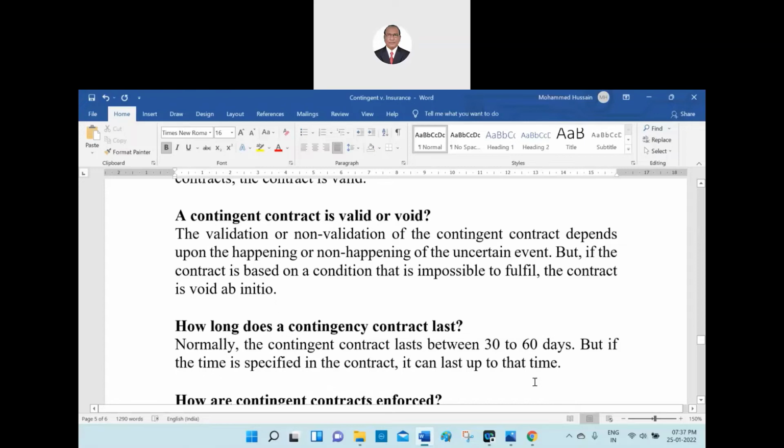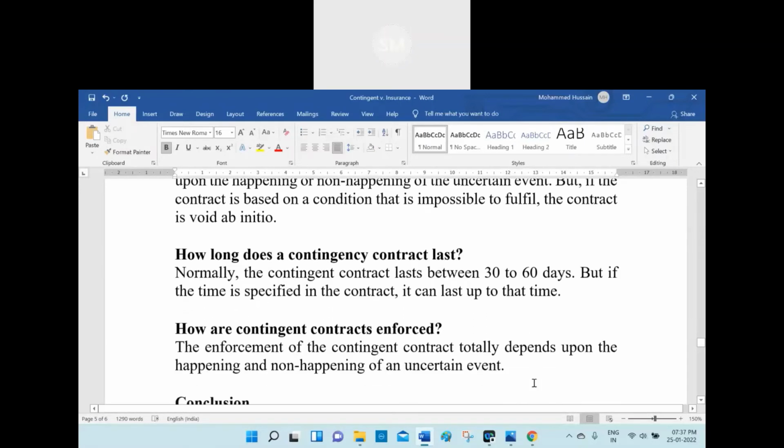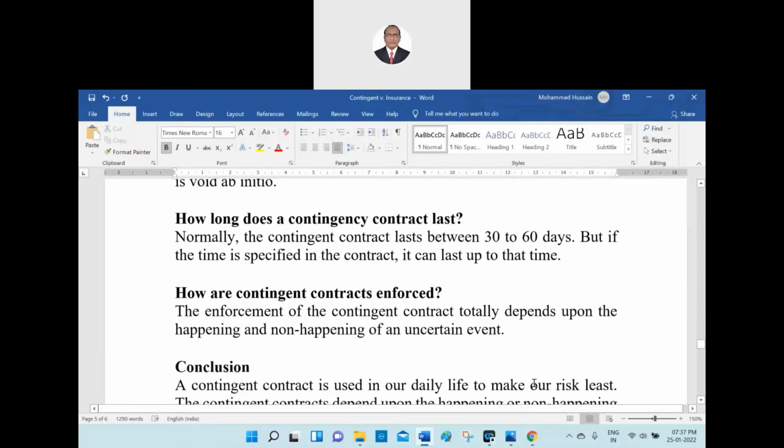Suppose a person walks 100 miles per hour. Can a person walk 100 miles per hour? Not possible, sir. Not possible at all. Hence, this contract is a void contract. How long does a contingent contract last? Normally, a contingent contract lasts between 30 to 60 days. If the time is specified in the contract, it can last up to that time. In a contingent contract, a specification is always there.